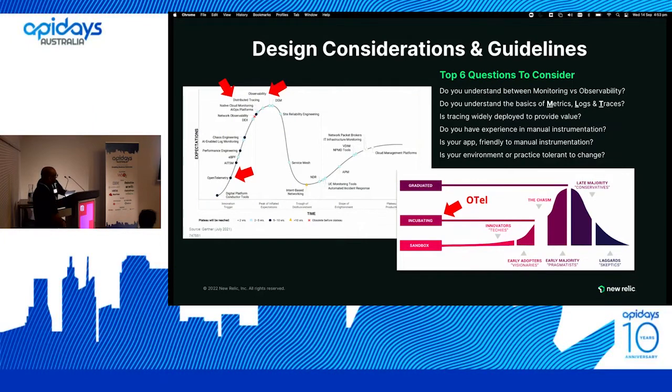And as you can see, where OpenTelemetry is in that adoption curve, it's still in that incubating stage where you have early adopters that are using it, but it hasn't caught on to the mainstream yet. It will get there, but it's still going along that journey, right? So there are things that, when you start using it, may not be fully baked yet, so it is something to consider.